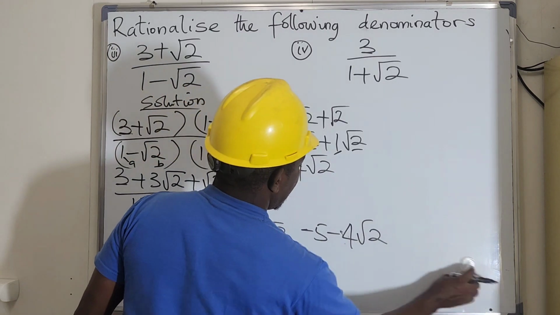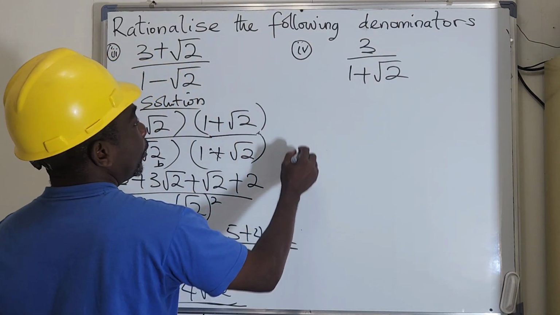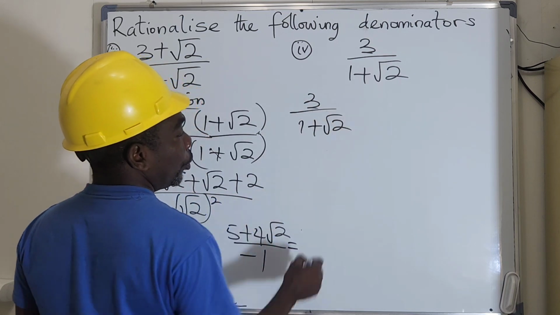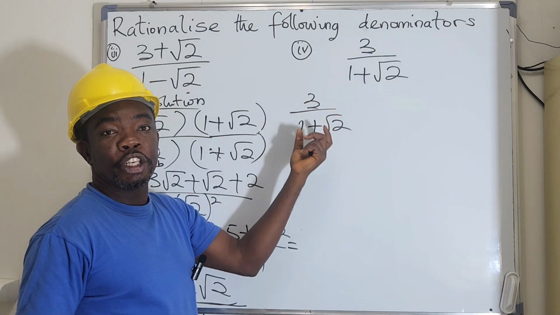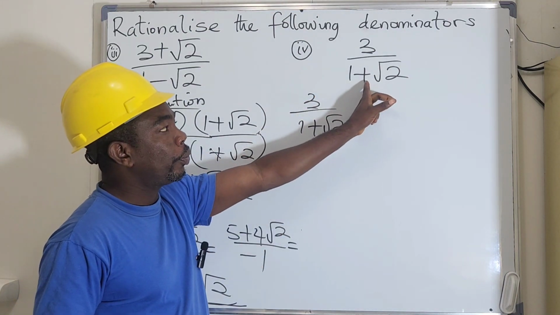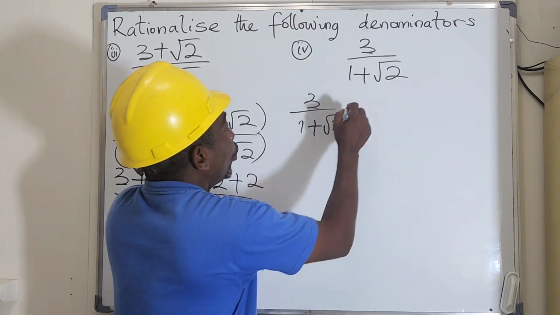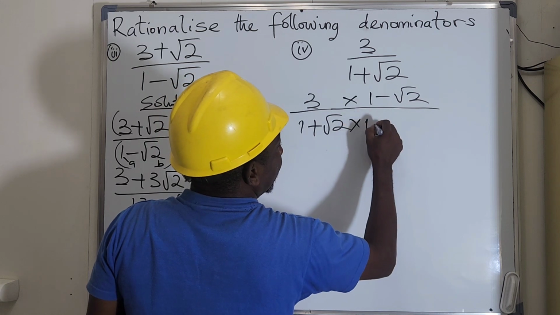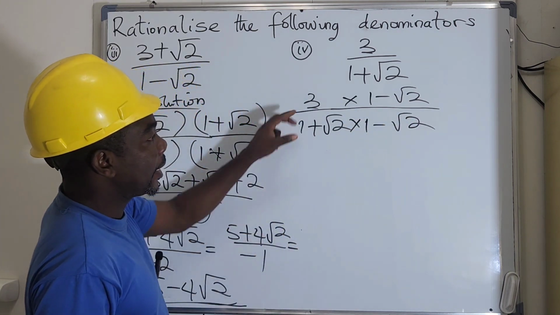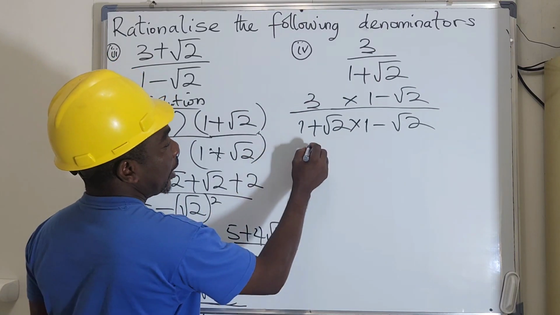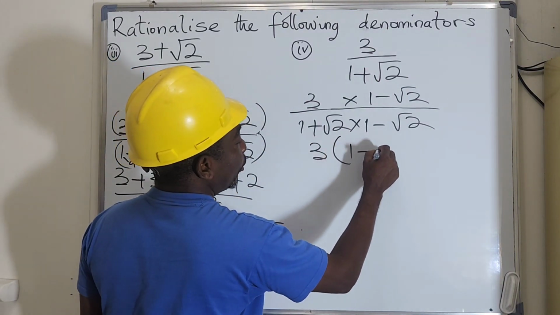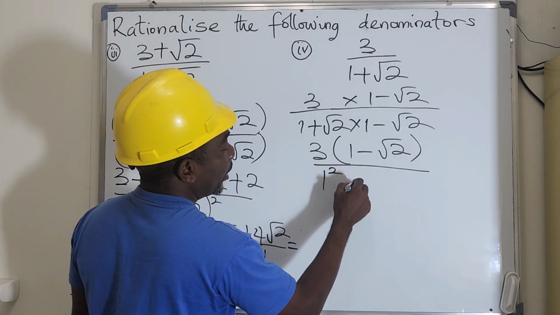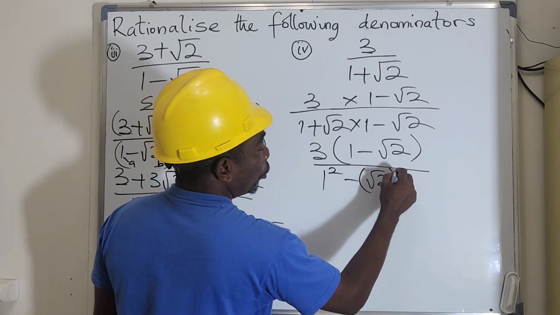So we need to clean this. So now the third one, which is number 4, we have 3 all over 1 plus root 2. By multiplying the numerator and the denominator by the conjugate of the denominator, which is 1 minus root 2. This is multiplied by 1 minus root 2. Then we multiply by 1 minus root 2. So in this case, we need to multiply it out. So we have 3 into 1 minus root 2 all over. Here we can write it as 1 squared minus root 2 all squared.